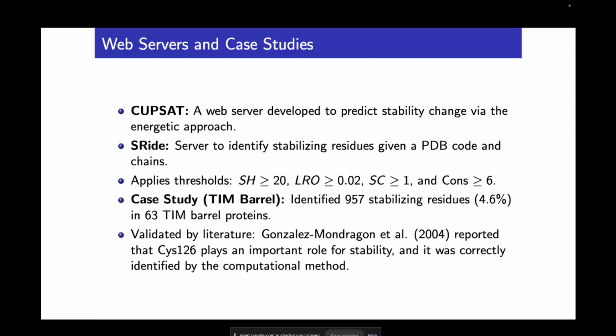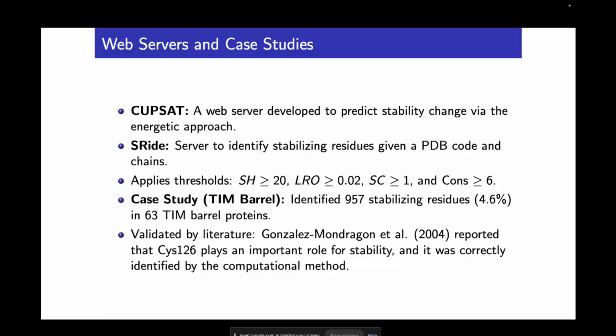It uses a set of thresholds in terms of surrounding hydrophobicity, long range contacts, conservation scores, and so on. This is one case study where they identified 957 stabilizing residues in 63 barrel proteins, the residues which actually confer stability to the protein, not like other residues which have lower impact.